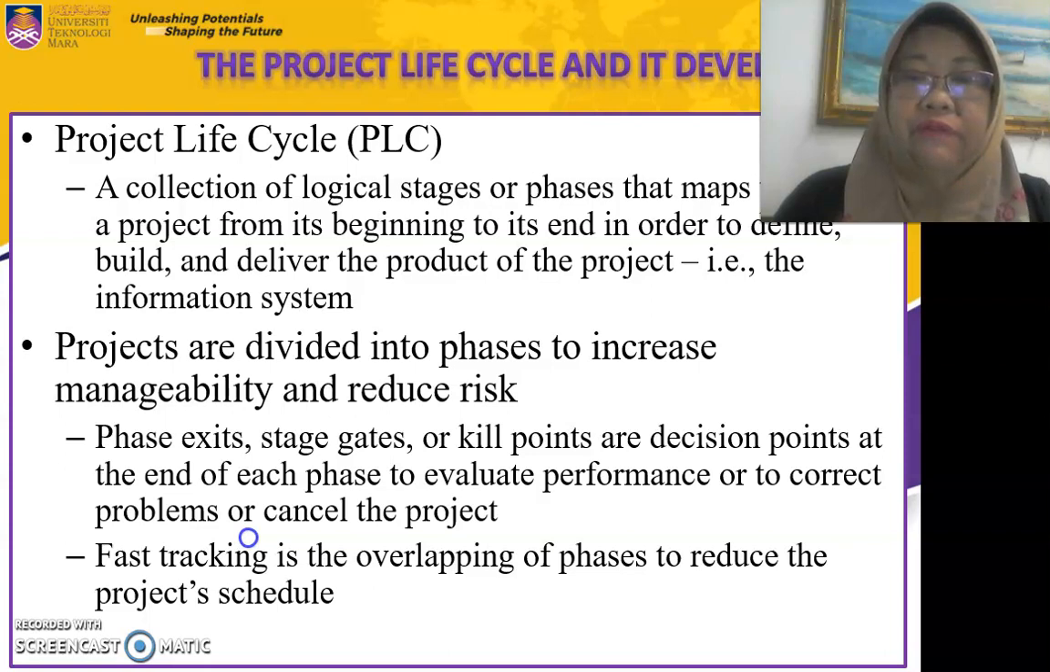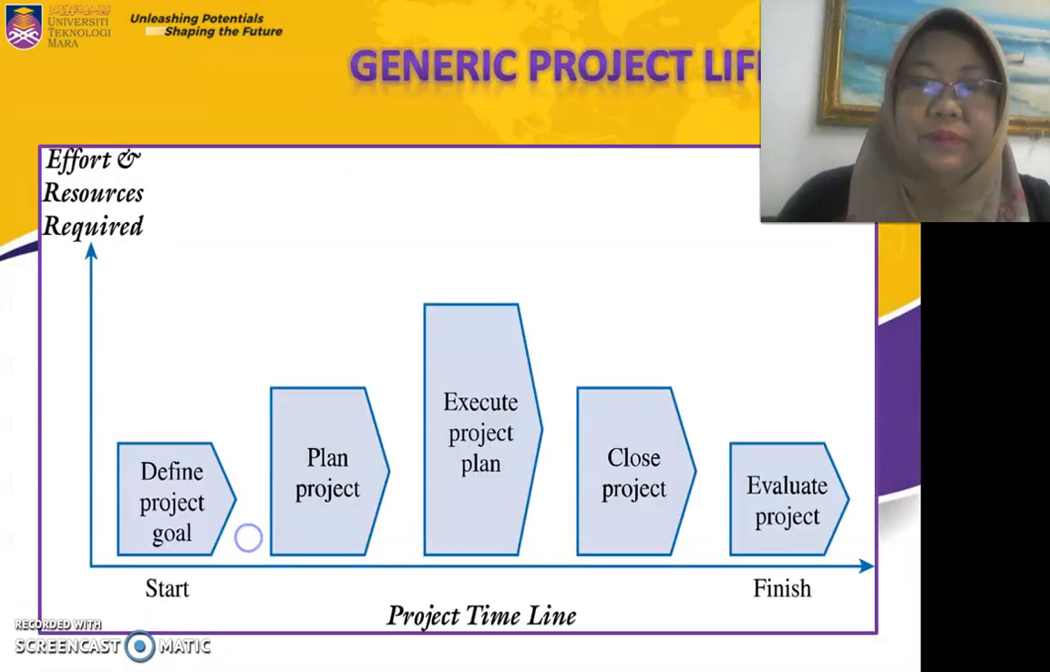Furthermore, we also have fast tracking, which is the overlapping of phases to reduce the project schedule. Now, in this diagram, you can see what we call the generic project life cycle.